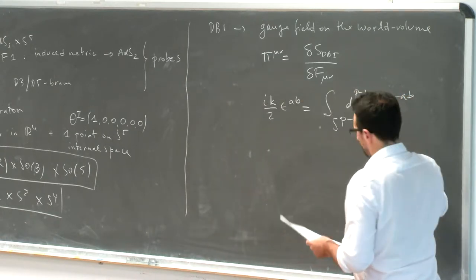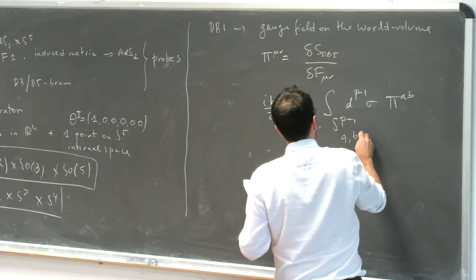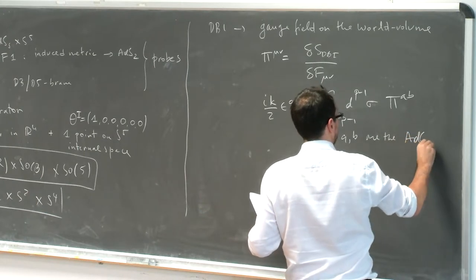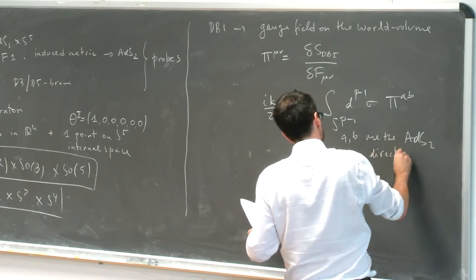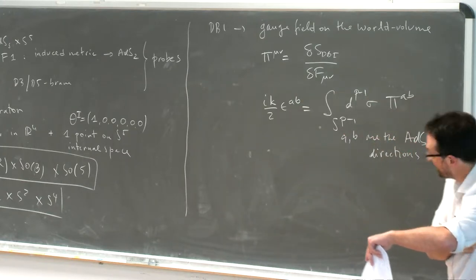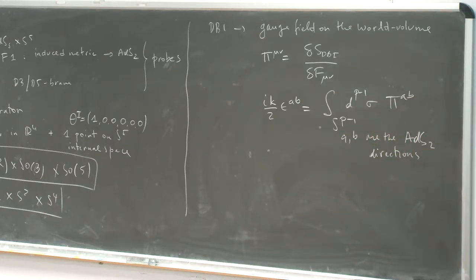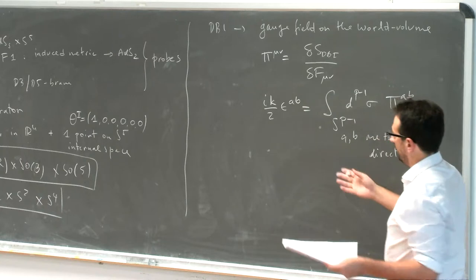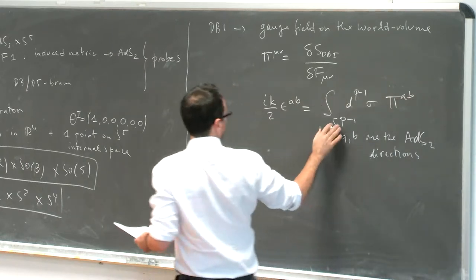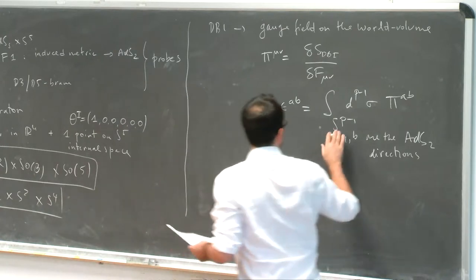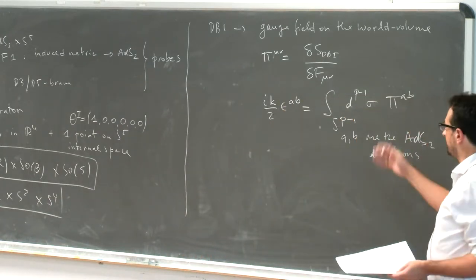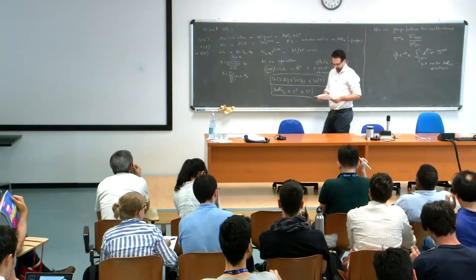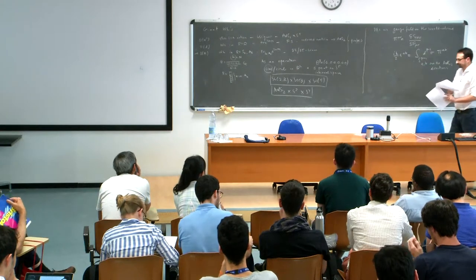OK, so you discover that A and B are, if you want, the AdS2 directions. So the gauge field is turned on along the AdS2 direction. And if you integrate the momentum on the sphere, so this will be the S2 in the case of a D3 brane, or it would be the S4 in the case of a D5 brane, you get precisely this information about the number of boxes in the representation. Good.